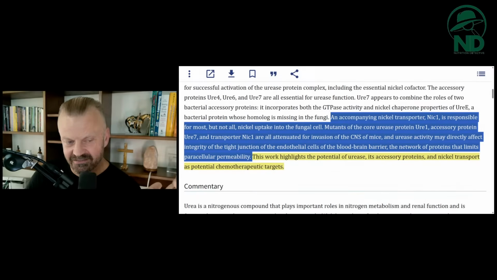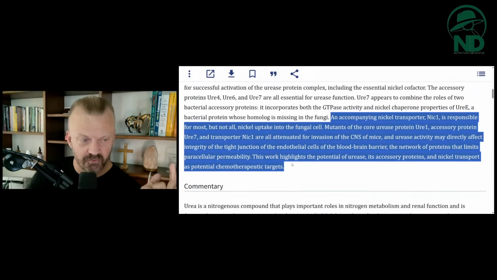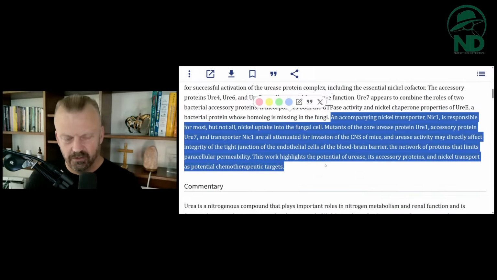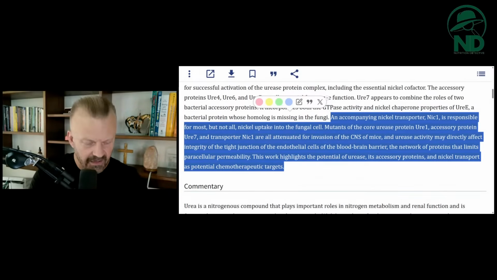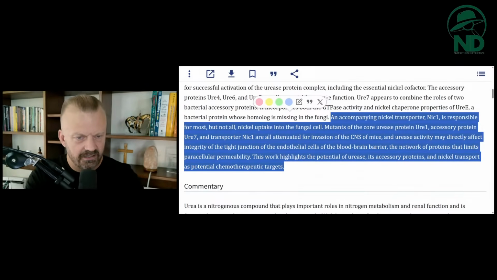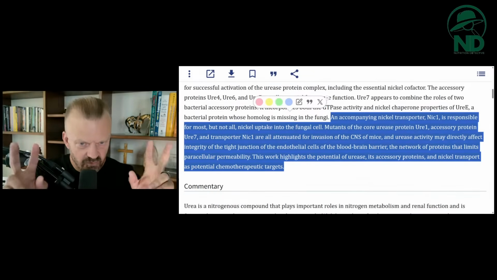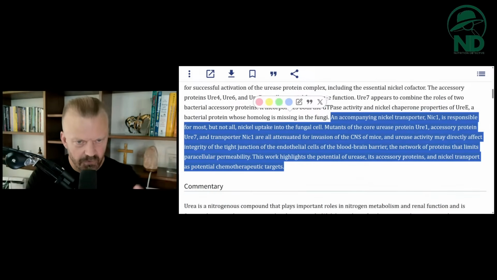Leaky gut is also called intestinal permeability. This work highlights the potential of urease, its accessory proteins, and nickel transport as potential chemotherapeutic targets. So when they say chemotherapeutic targets right there, they're saying a therapy that is a chemical. So they're trying to say that they think they could fix this Cryptococcus problem by targeting nickel with a drug, a chemical, chemotherapeutic.